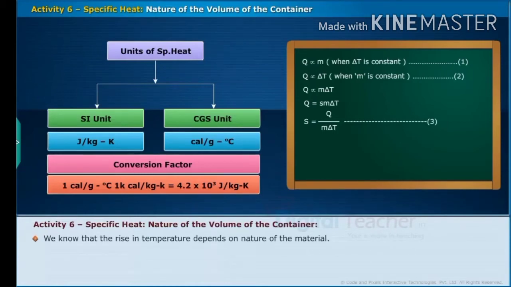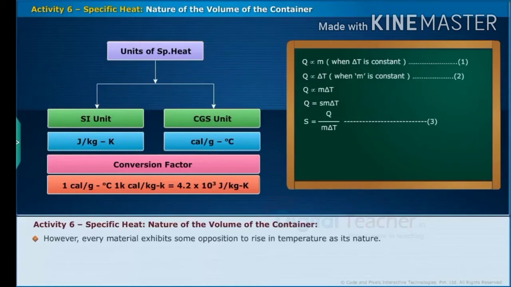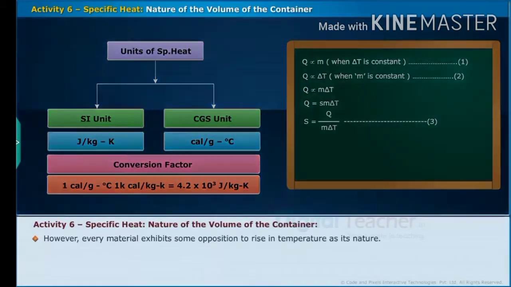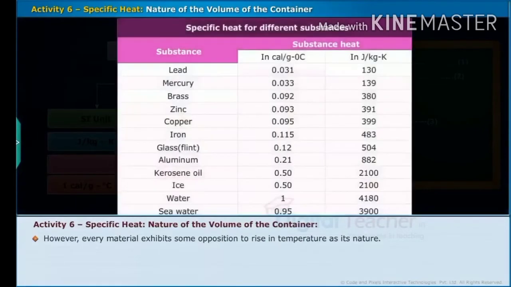We know that the rise in temperature depends on nature of the material. That is why the specific heat of the material depends on its nature. From the equation 3, we learn that the specific heat of the body and rise in temperature are inversely proportional to each other. However, every material exhibits some opposition to rise in temperature as its nature. Let us learn about the reasons behind this observation through the concept of internal energy.